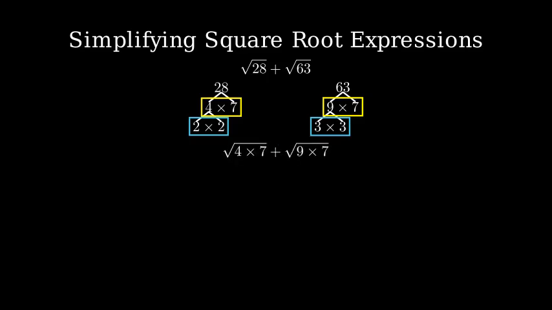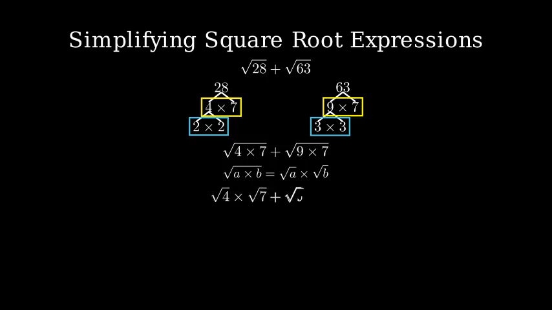Now, we can rewrite our expression using these factorizations. Square root of 28 becomes square root of 4 times 7, and square root of 63 becomes square root of 9 times 7. Using the property of square roots that states the square root of a product equals the product of the square roots, we can split these up.